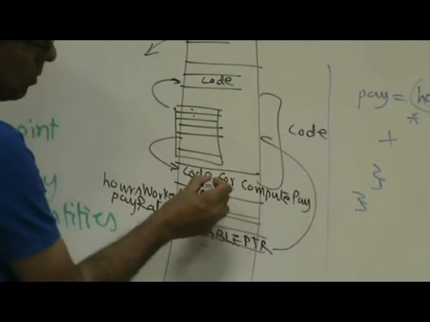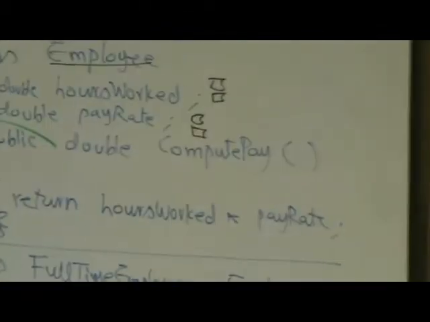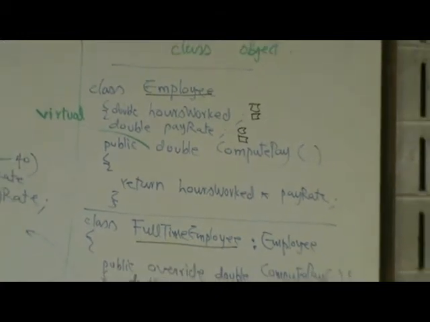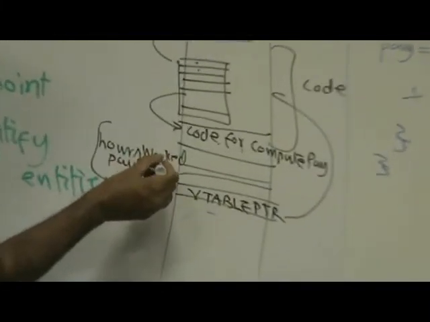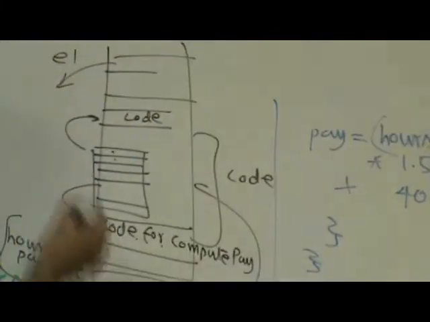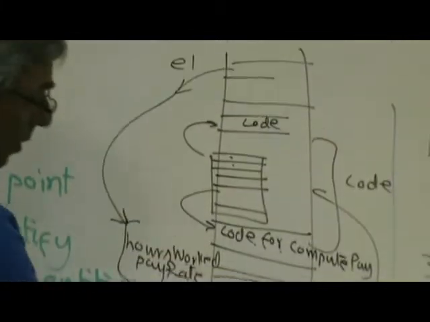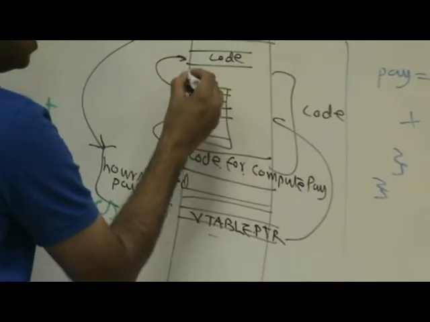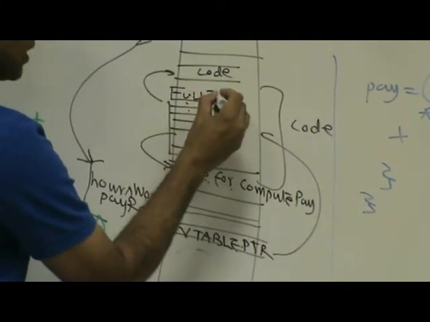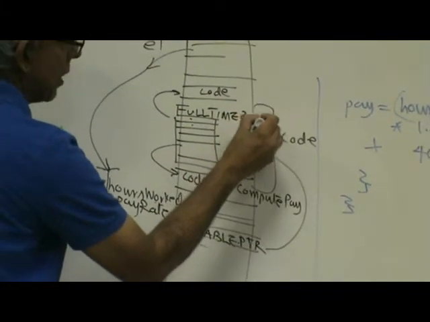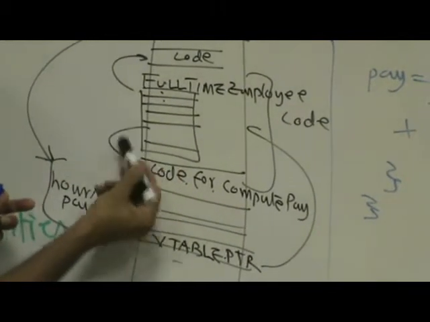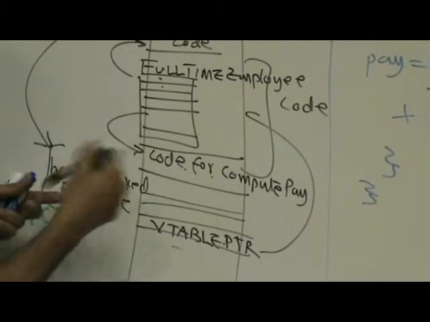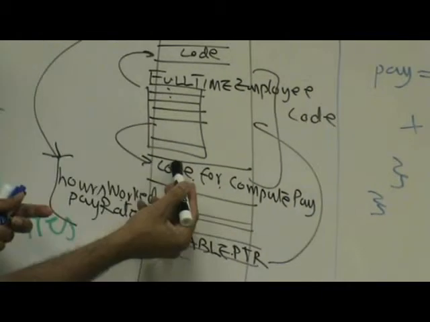So in this case, this entry will be pointing to the code for ComputePay. Which code? The top one or the bottom one? What type of object was this? A part-time employee or full-time employee? See, this was a full-time employee, right? So this vtable will be for the FullTimeEmployee class, correct? So obviously this pointer in the vtable will be pointing to this particular code over here.